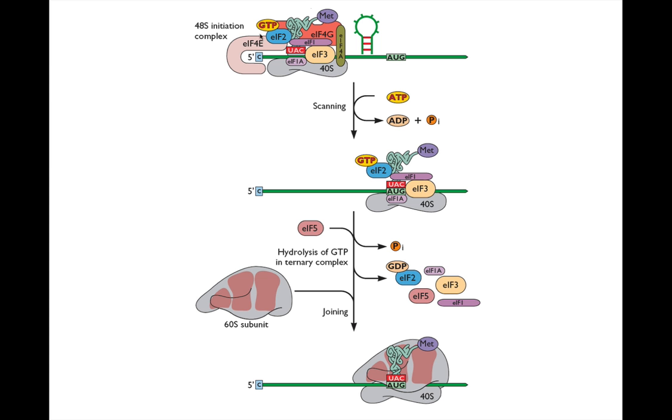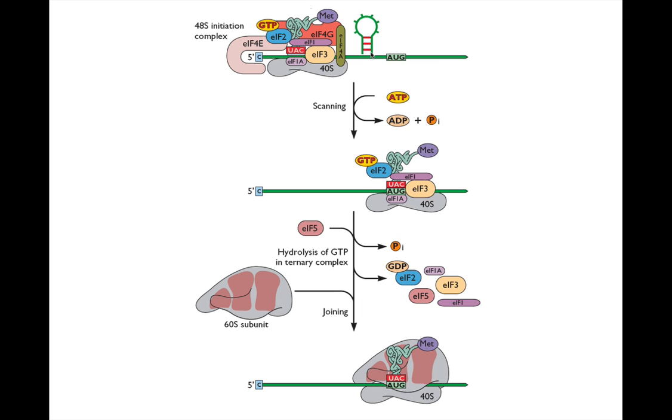All right, so now we're going to move to the next step in translation to find the AUG codon. So here at the top, we have our 48S initiation complex. It's all of these factors bound to the mRNA via the cap, and the point is to find the AUG where initiation is going to begin. And it's believed that this complex, the 40S subunit and associated factors, has to scan or move along to the AUG to initiate translation, and that may be an energy-dependent process.